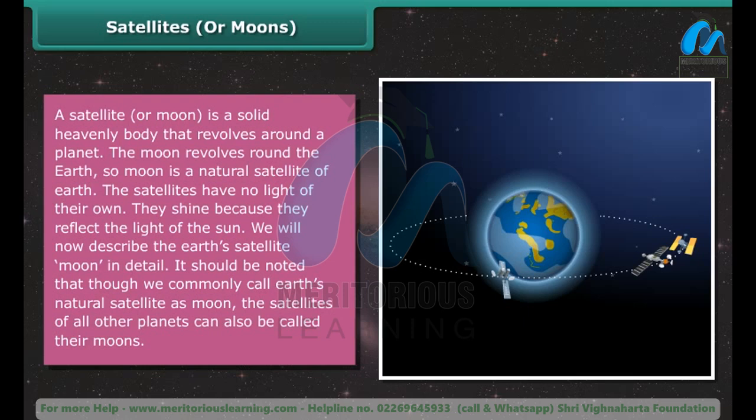It should be noted that though we commonly call Earth's natural satellite as moon, the satellites of all other planets can also be called their moons.